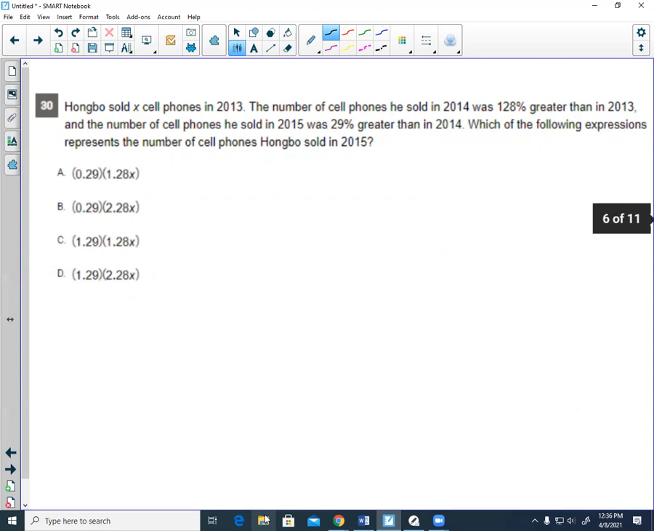I want a question that doesn't have too many words, it doesn't have too many numbers, just right in that sweet spot. This last one, it only had 4 numbers, so it just had a little bit.